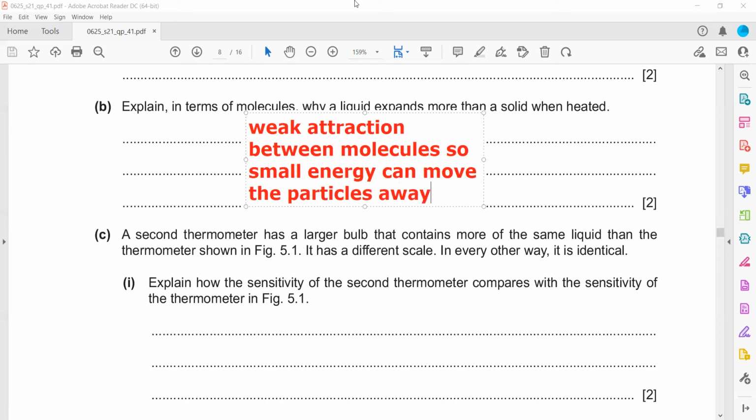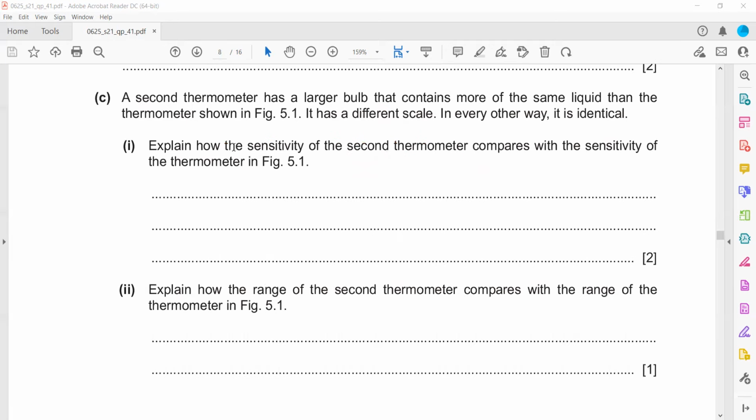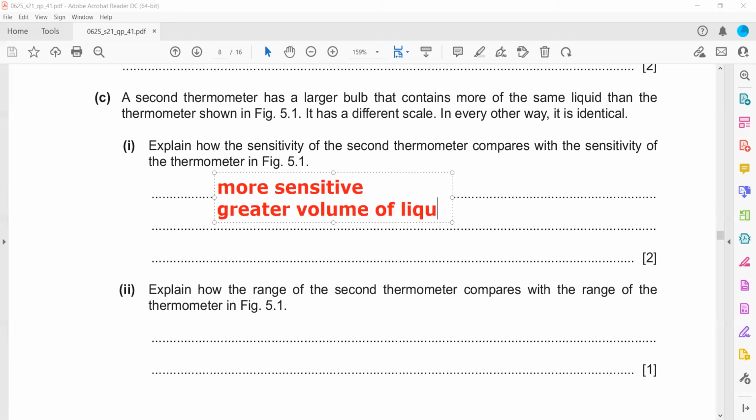A second thermometer has a large bulb. So if you use a large bulb, it means it will have more liquid, so sensitivity will increase. So it will be more sensitive. Sensitivity can be changed by using a large bulb or using a narrow capillary. And what is the reason? Because greater volume of liquid, so it will have more expansion.